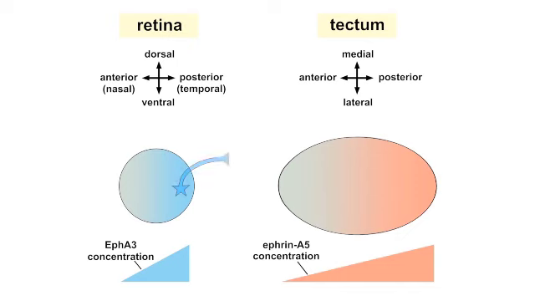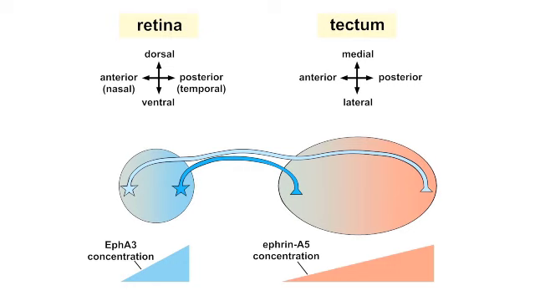Because temporal RGCs express a higher amount of EphA3, they are more sensitive to the repellent and consequently project to the anterior region of the tectum, which contains a lower concentration of ephrin A5. Since nasal RGCs express a lower amount of EphA3, they are less sensitive to ephrin A5 and can project to the posterior tectum.